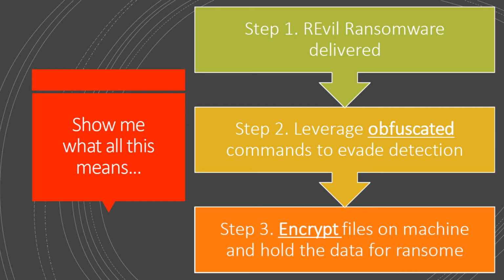So once delivery of the ransomware has occurred, the attackers are going to leverage obfuscation. They're going to obfuscate commands like PowerShell maybe to hide the commands that they're running, hide the URLs that they're pulling down files from, to evade detection of a typical antivirus like you would see, like a McAfee or a Kaspersky using a hash of a known bad malicious file. And then step three, once the obfuscated attack has occurred, the encryption of the files on the machine begins, and then they hold the data for ransom.